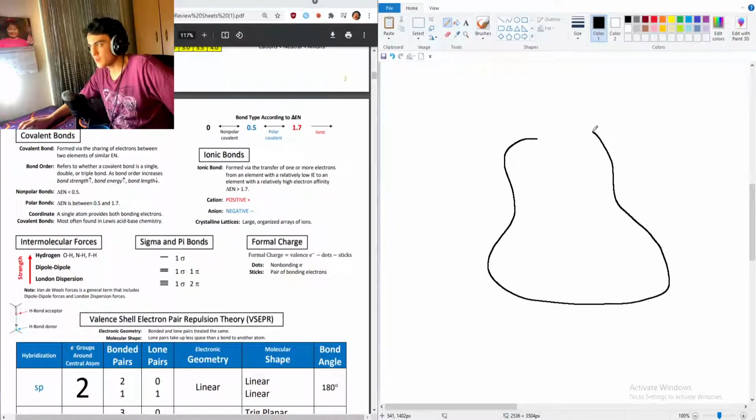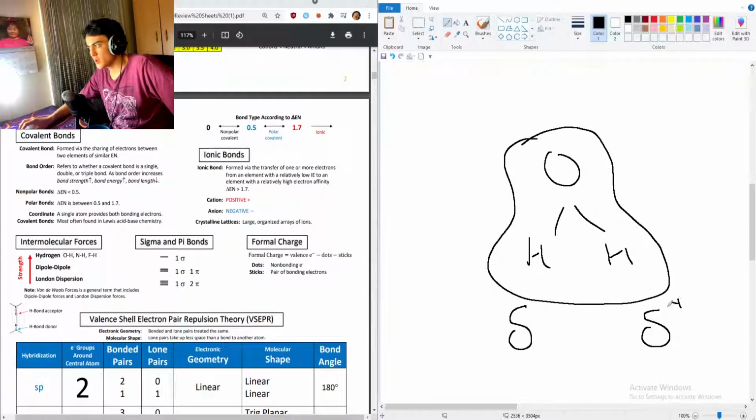Like oxygen and hydrogen. Delta positive, delta negative, because this one is hogging, with its higher electronegativity. Electronegativity is... What the hell did I just draw?